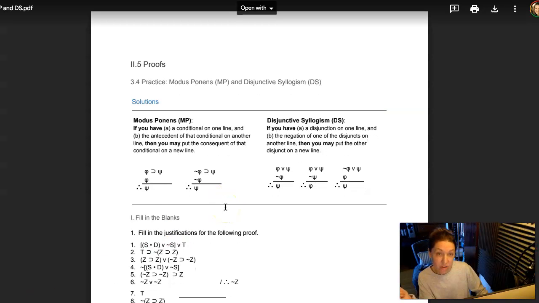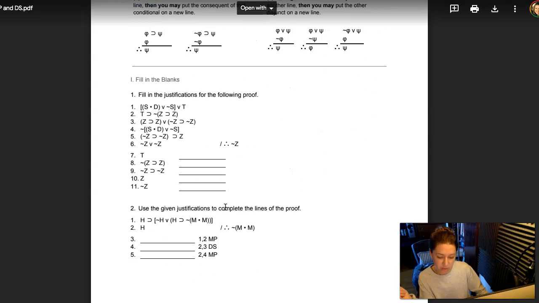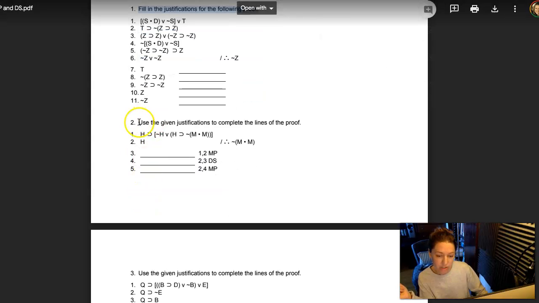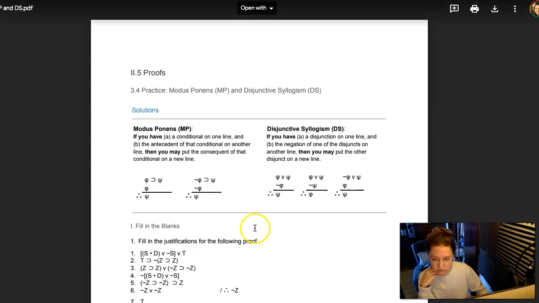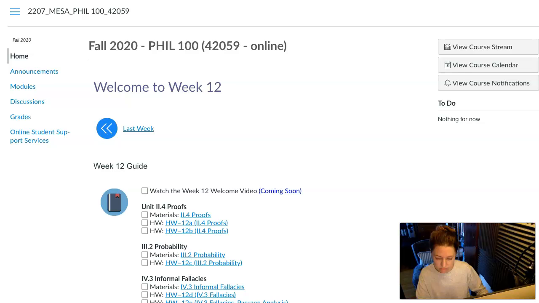So the kinds of questions you'll see in this week's homework assignment are the guided proofs. So the ones where you're asked to fill in the justifications, or where you're asked to use the justifications to complete the proof. You'll see questions that are like that, and they will use all 5 of the basic rules. Okay, so that's what to study this week, and that's what to expect in the homework.